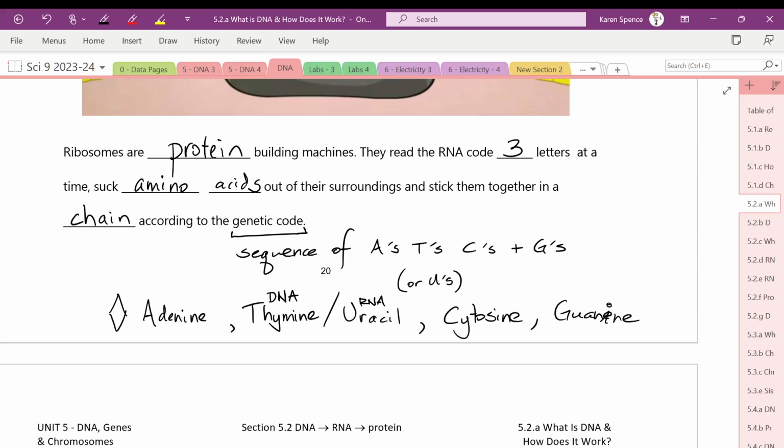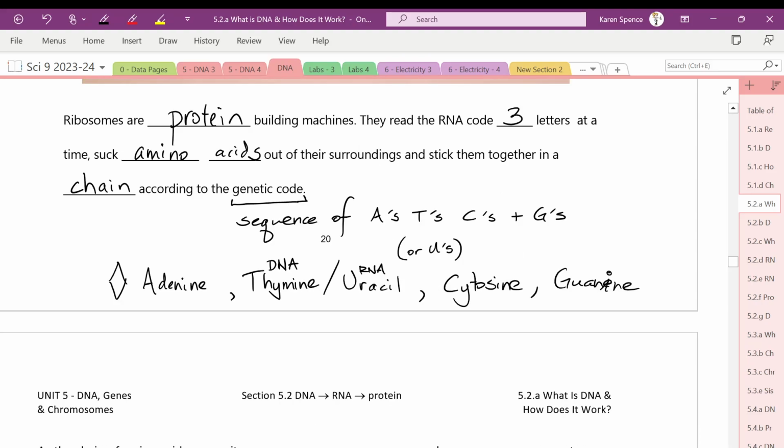What are the 4 letters in DNA? And which 2 go together? Which pairs go together? A's and T's go together, and the C's and the G's go together. Yes, you can go to the bathroom.